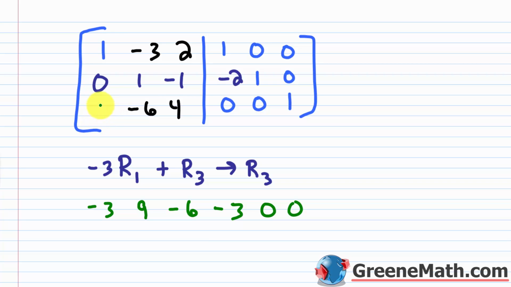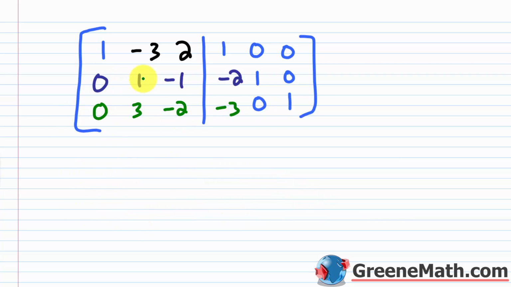So this is going to be a 0. 9 plus -6 would be 3. This is going to be a -2, right? 4 plus -6 would be -2. And then in each case, here and here, I'm adding to 0, so it's just going to be -3 and 0. And then here, 0 plus 1 is just going to be 1. So this is going to be my row 3.